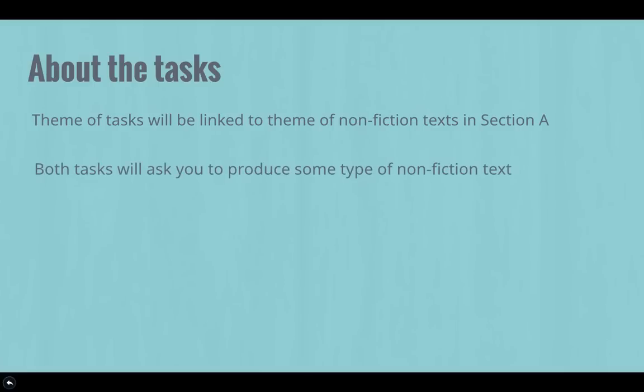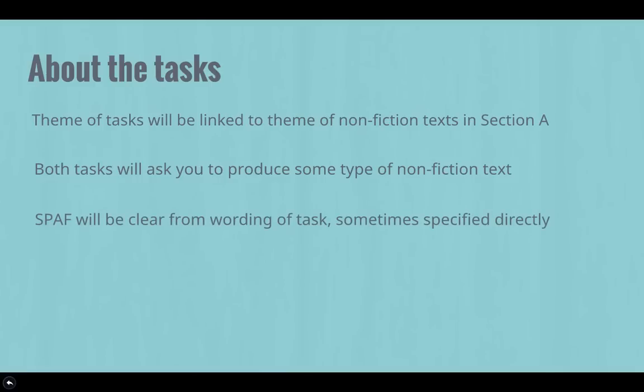Both of the tasks will always ask you to produce some type of non-fiction text, so it's not the case that one of them will be creative writing and one of them will be non-fiction. They are both non-fiction. The SPAF, the subject, the purpose, the audience and form, will be clear from the wording of the task. Sometimes all four of those elements will be specified directly, but sometimes you just have to do a little bit of interpretation of the wording of the question to identify them, but you will be given clues in there even if it's not specified directly, and you should begin by identifying the SPAF.